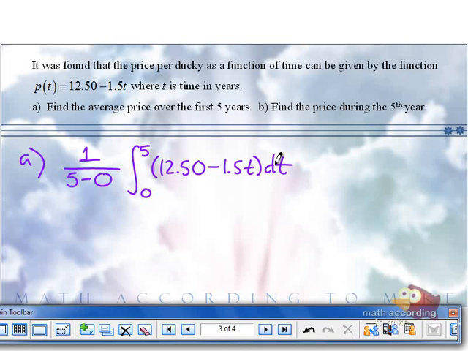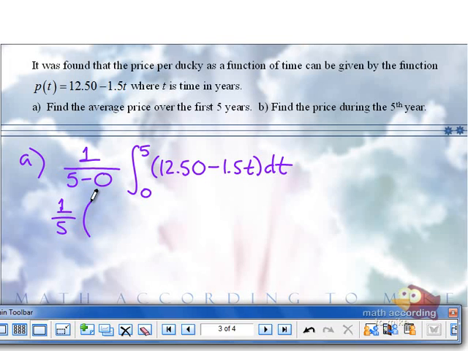So before we had price per quantity, so instead of a t there, you'd have a q. But now we have price per time, so it's just a t. No biggie. Class, what is 5 minus 0? 5, yay! So 1/5. And let's integrate this now.